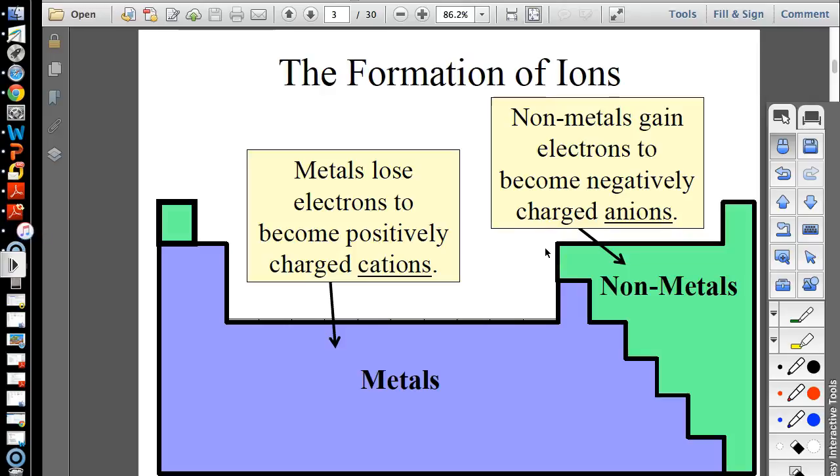We were looking at this in the wrestling room, and metals are going to become positively charged. If they're playing tug of war, they can't pull very hard, and so they're going to lose the rope, which is the electrons, to the nonmetals. The nonmetals have a higher electronegativity value.